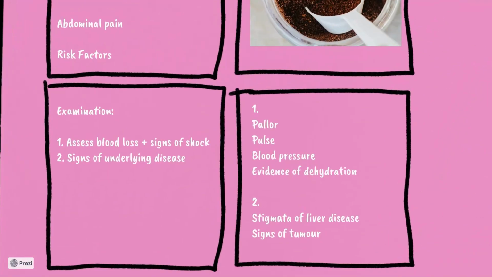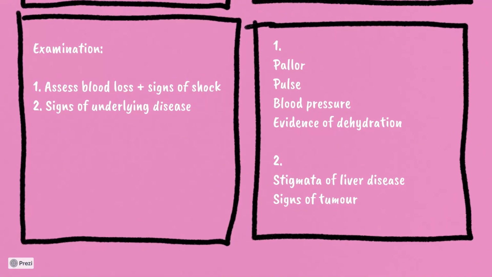When examining these patients, it's important to assess for blood loss and to look for any signs of shock. This includes assessing the patient's pallor, their pulse, their blood pressure, and also looking for any evidence of dehydration. We also need to look for any evidence of stigmata of liver disease, as this can help us guide onwards management. We can look for spider nevi, which are spider-like vessels found on the skin due to dilatation of the capillaries. There may also be the presence of ascites, or there also could be scleral icterus, which is yellowing of the sclera due to a rise in bilirubin.